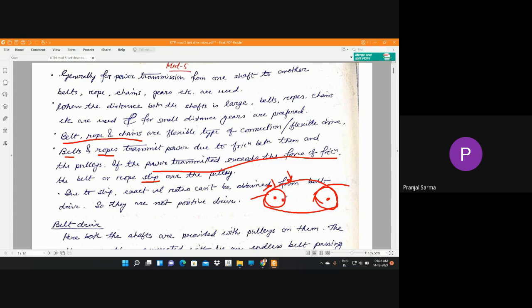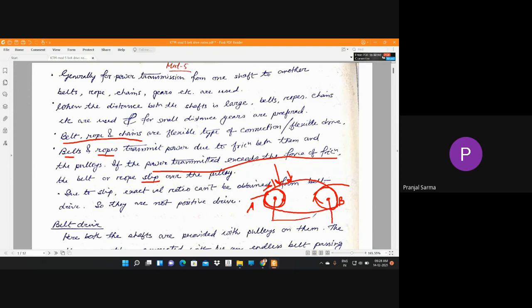So in that particular case, what is our expectation? Suppose this is a pulley, and this is another pulley. Pulley at position A, and pulley at position B. Just like in the case of your gear drive, this is the shaft position. Onto that particular shaft, a pulley of suitable size is mounted.